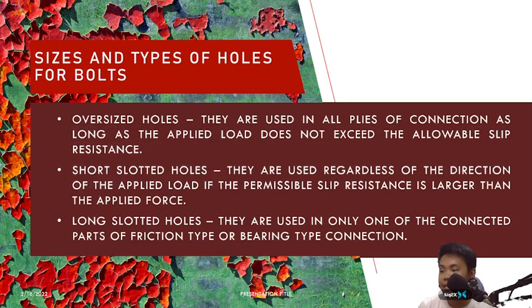So, what are the sizes and types of holes for bolts? First is the oversized holes. They are used in all plies of connection as long as the applied load does not exceed the allowable slip resistance. Next is the short slotted holes. They are used regardless of the direction of the applied load if the permissible slip resistance is larger than the applied forces. Next is the long slotted holes. They are used in only one of the connected parts of a friction type or bearing type connection.